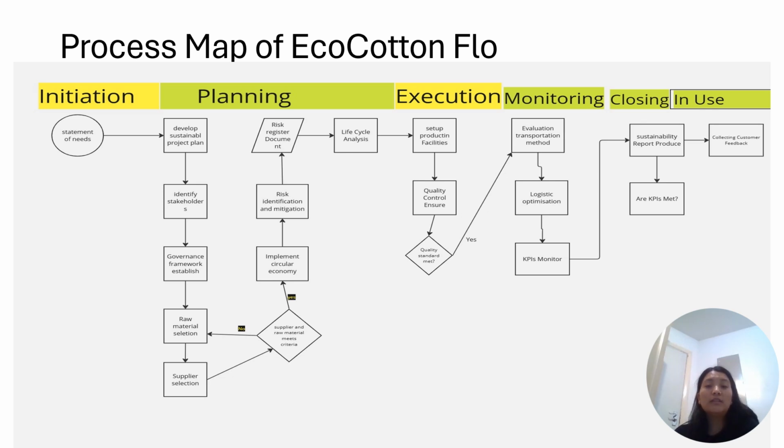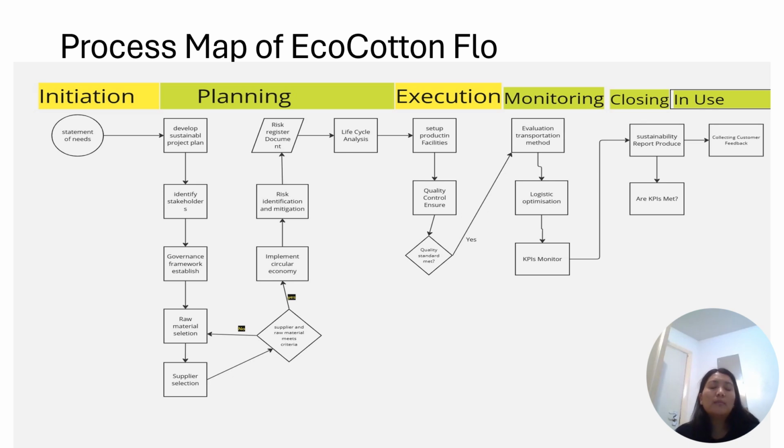go to monitoring stage. In monitoring stage, the first step is transportation evaluation. We evaluate transportation, which can minimize carbon emission, optimize logistics to ensure efficient delivery to consumer. And after transportation evaluation, we move to KPIs monitoring.